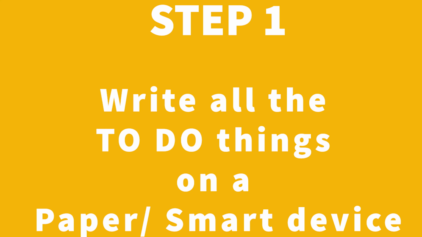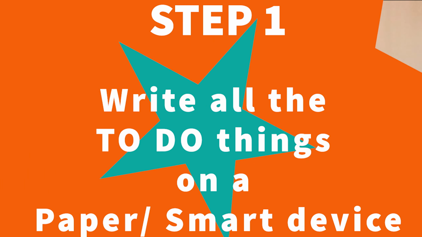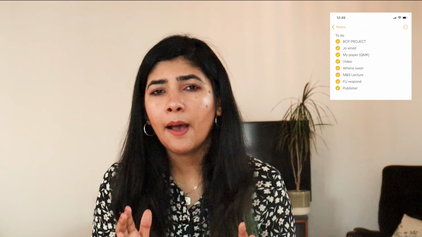Step number 1. First of all, I always start by dumping every single thing which is on my mind on a piece of paper. You can do it on your piece of paper, on your smart device, on your notes section, on any app perhaps you are using. And by doing that, you are really clearing your mind.